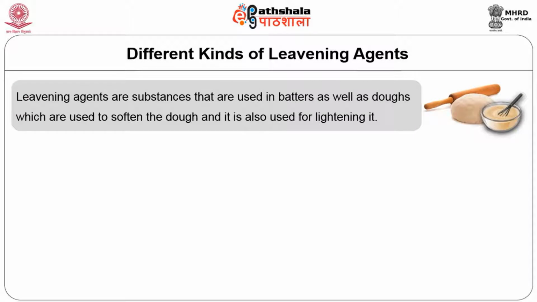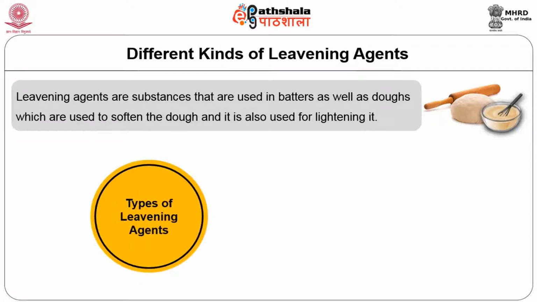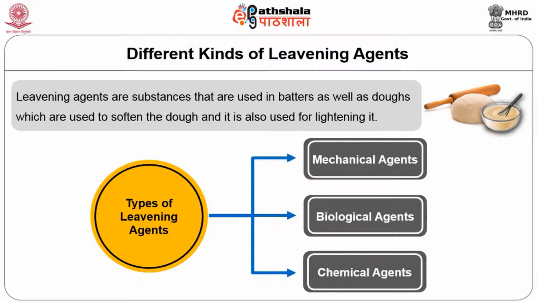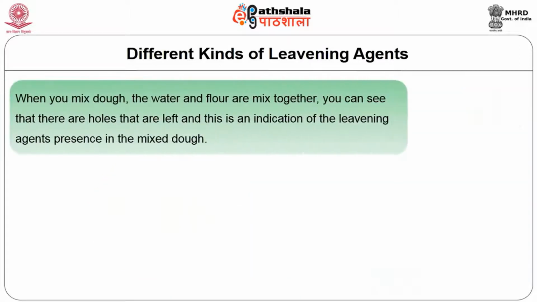Leavening agents are substances that are used in batters as well as doughs, which are used to soften the dough, and it is also used for lightening it. There are three types of leavening agents: mechanical, biological and chemical agents. It produces air within interaction with the heat, moisture and acidity. It is a bubble you see when you make dough.